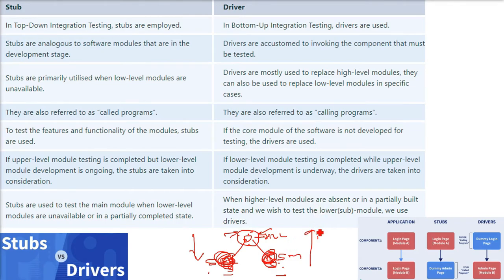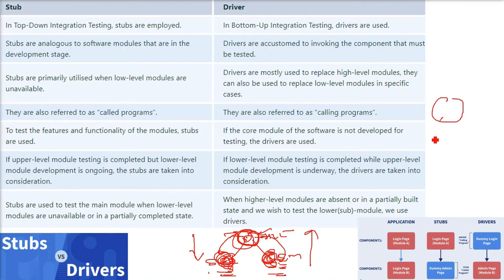But drivers are accustomed to invoking the component that must be tested. For that, we have to write a driver because it is calling modules, and those modules have to be checked. Stubs are also called called programs, or called modules, or called functions, and a driver is called the calling program. You know the difference now. Calling program means it has to be above the lower level module, so it is the calling program, and stubs are called.